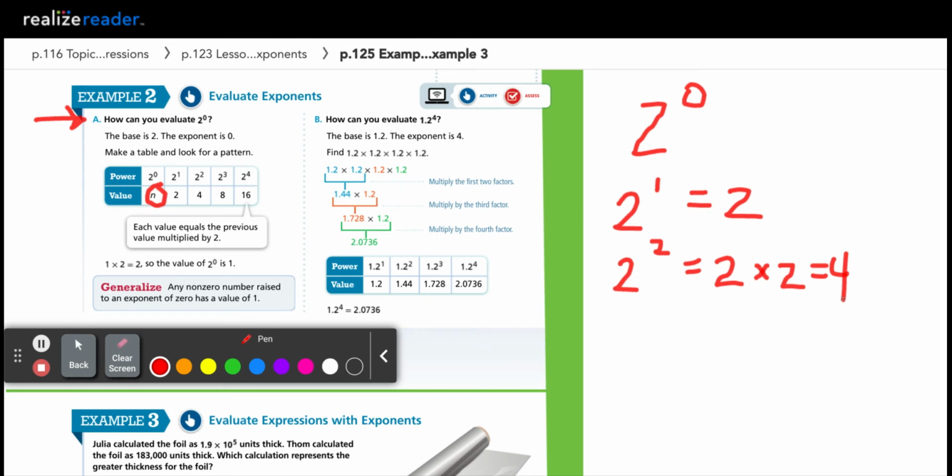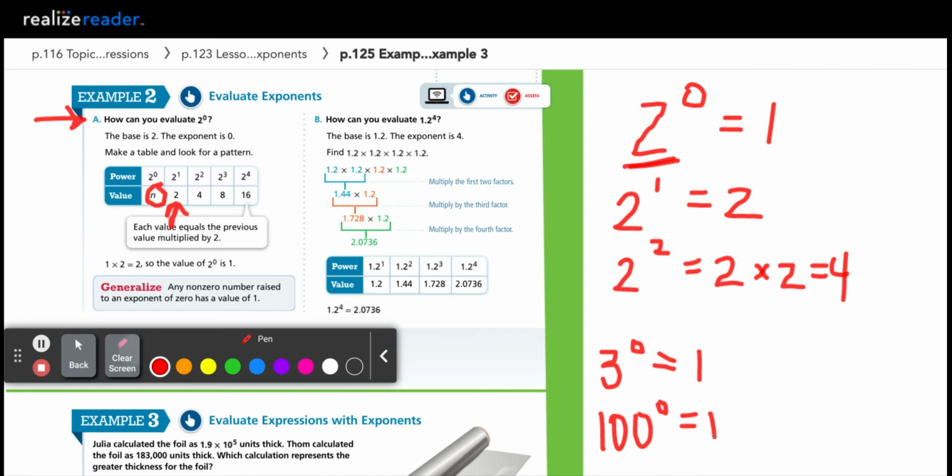So what number could we plug in for n that multiplied times 2 would equal this next 2? Well, 1 times 2 is 2. So what they're saying is that any non-zero number, so how we have a 2 here, 2 is not 0, raised to an exponent of 0 has a value of 1. So that means that 3 to the 0 power could equal 1. 100 to the 0 power can equal 1. Any number to the 0 power can equal 1.